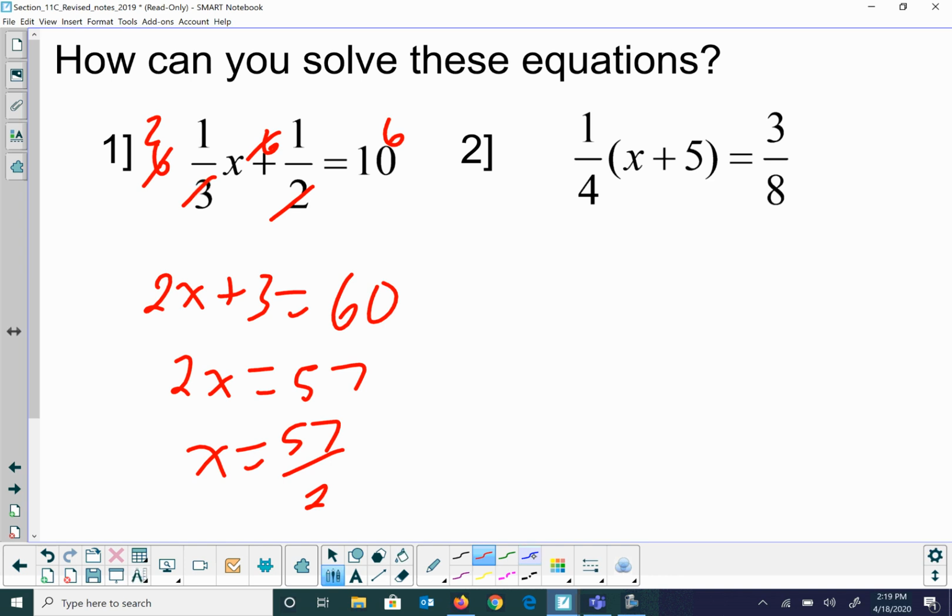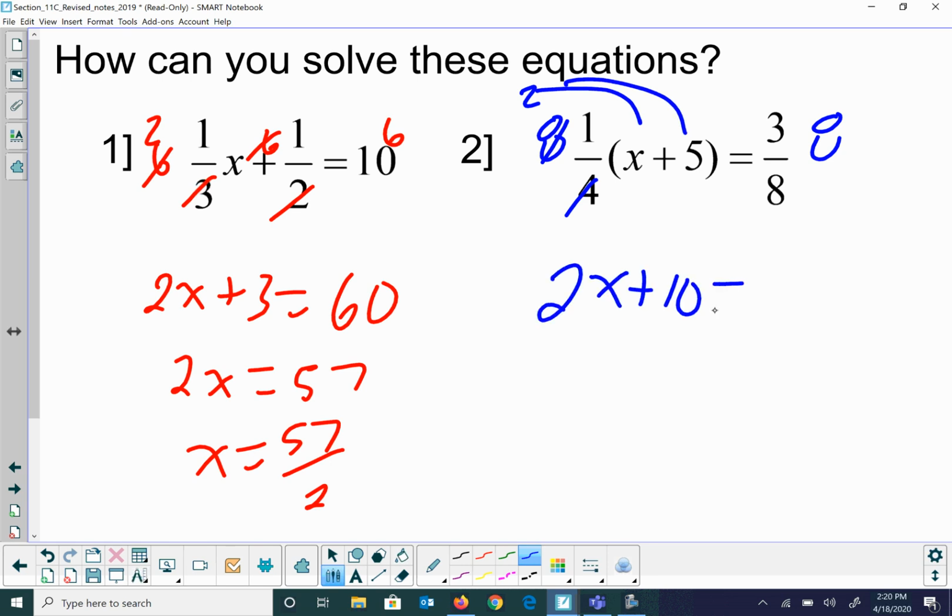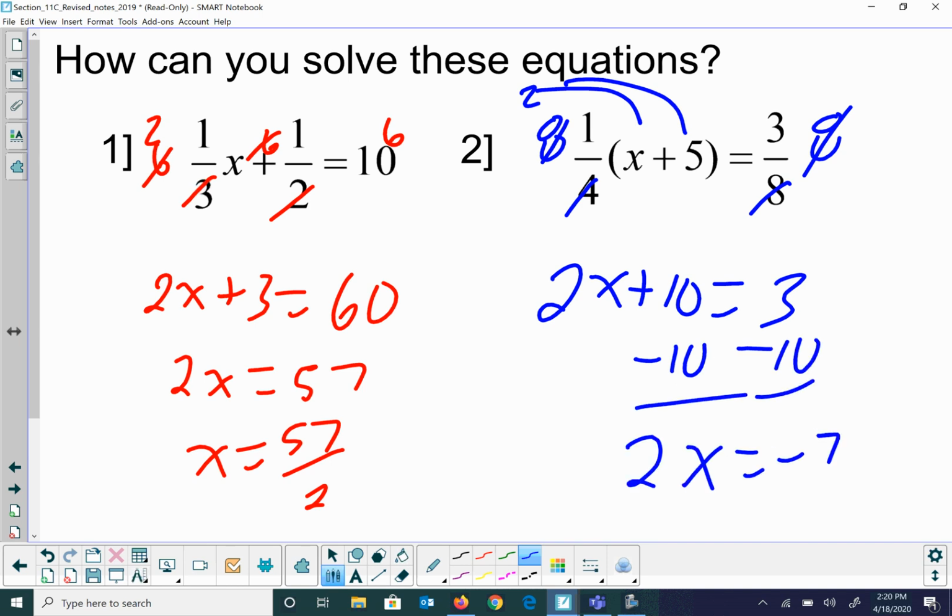Okay, now on this one, we could distribute the 1/4 over, or I could just multiply this by 8 and this by 8. And if I do that, that becomes a 2, and then I'm going to distribute 2 over the parentheses now. Subtract 10. So x equals negative 7 over 2. Cool.